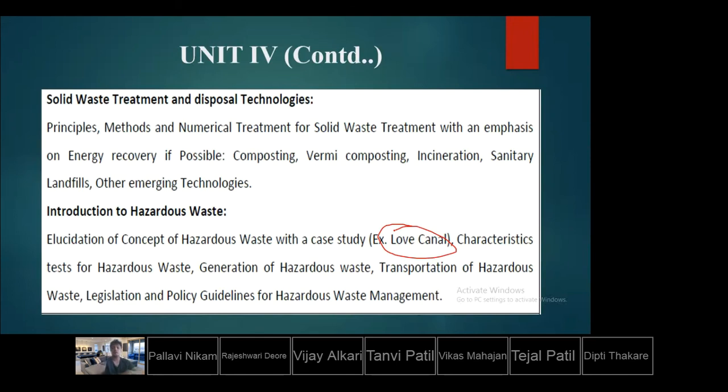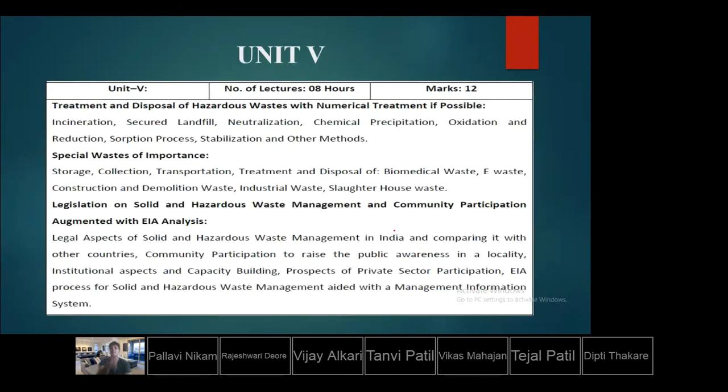And treatment of hazardous waste, unit number five: how the wastes are treated. Special wastes of importance like e-waste, biomedical waste, construction and demolition waste, slaughterhouse waste, etc. will be dealt with, along with the legislation and the EIA aspects for solid waste management. These are the five units that we will be studying.